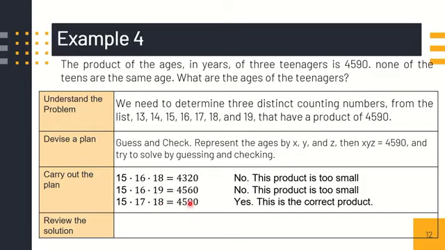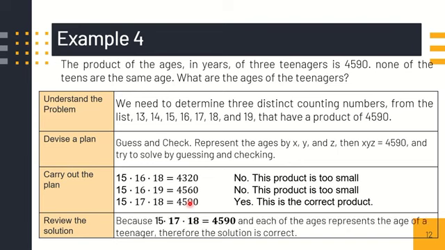4,590. Yes, so ibig sabihin, the 3 ages of the teenagers that can produce a product of 4,590 are 15, 17, and 18. Because 15, 17, and 18, if we multiply, that is 4,590, and each of the numbers represents the age of a teenager. Therefore, the solution is correct. Okay?